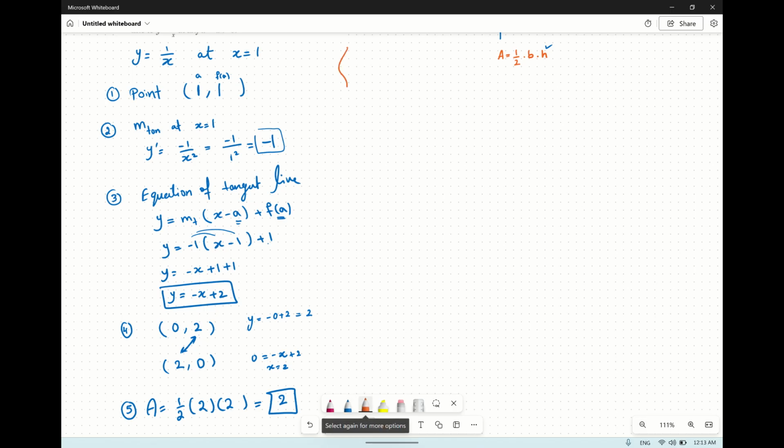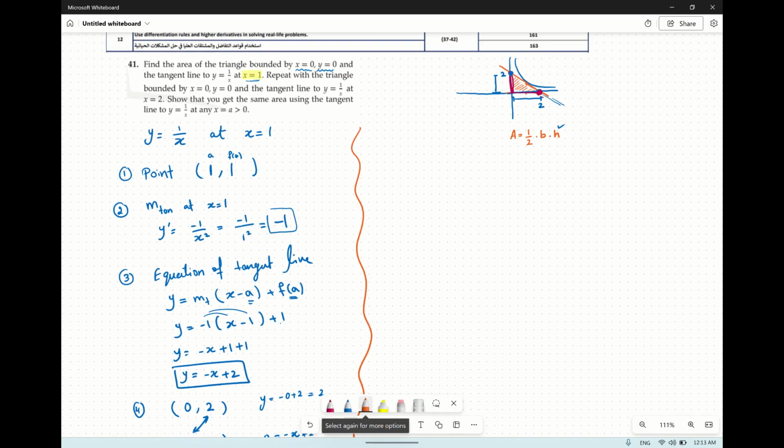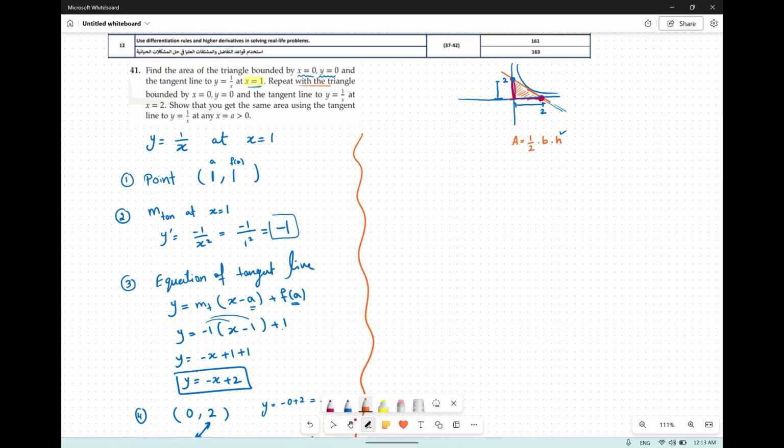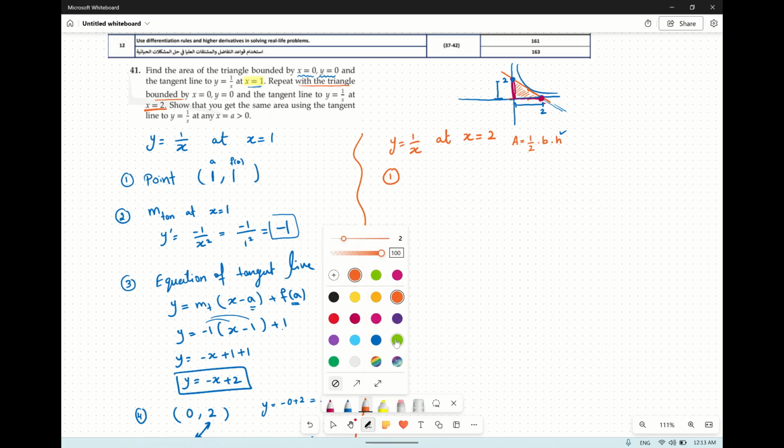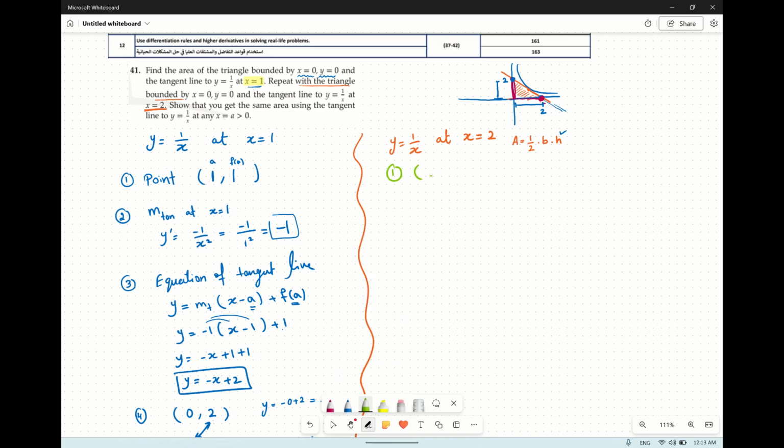Now, the second part of the question is telling me to repeat the same thing, but when x is 2. So now y is 1 over x at x equal to 2. Again, step number 1, you need to find your point. The x is given to be 2. How will I find the y? You substitute in your equation. So it will be 1 over 2.